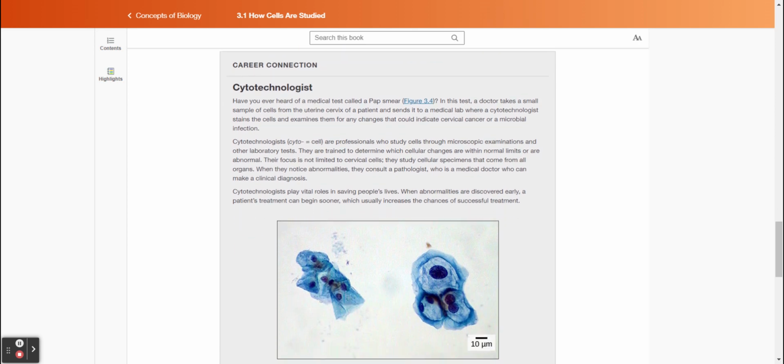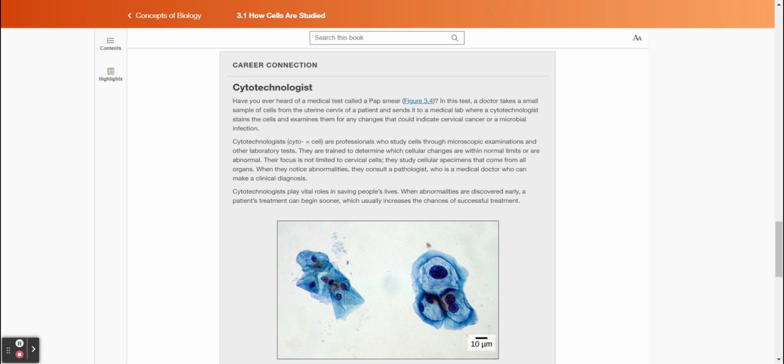Career connection. Cytotechnologist. Have you ever heard of a medical test called a pap smear? In this test, a doctor takes a small sample of cells from the uterine cervix of a patient and sends it to a medical lab where a cytotechnologist stains the cells and examines them for any changes that could indicate cervical cancer or a microbial infection.